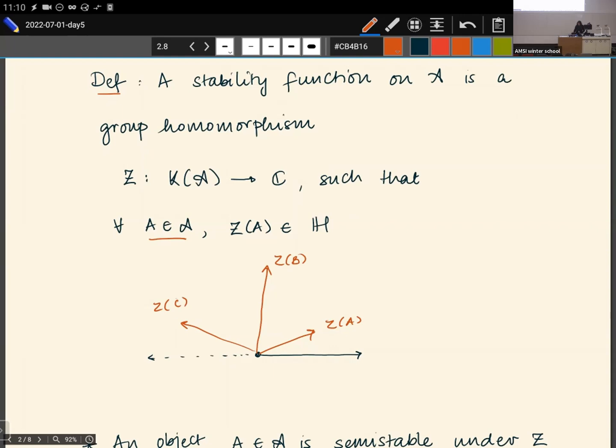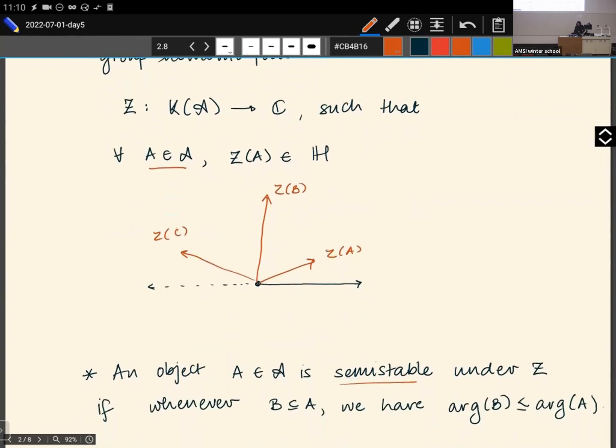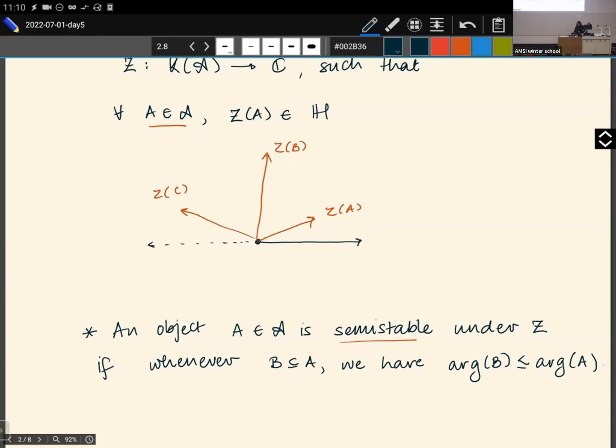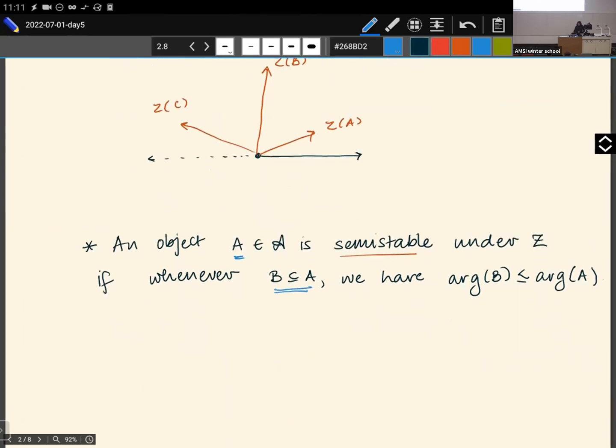Okay, great. And once I have a function like this, I can measure for every object whether or not it's semi-stable under this function. So what does that mean? It's a little bit of a technical condition, but it's something that's in principle checkable for every object. So if I have some object A in my category, I can check, is it semi-stable with respect to Z, or is it not semi-stable with respect to Z? And how do I check this? I look at every single sub-object, okay? And I try to draw, so let me draw a picture of this.